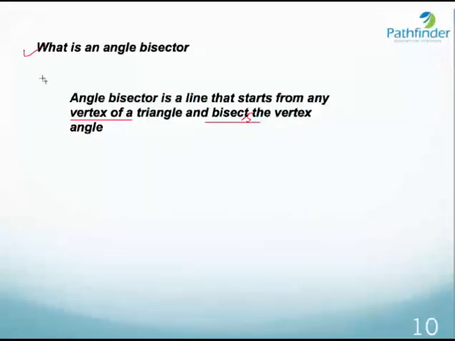First and foremost, what is an angle bisector? Angle bisector is a line that starts from any vertex of a triangle and bisects the vertex angle. For example, we have a triangle here and the three vertices are vertex A, vertex B and vertex C.